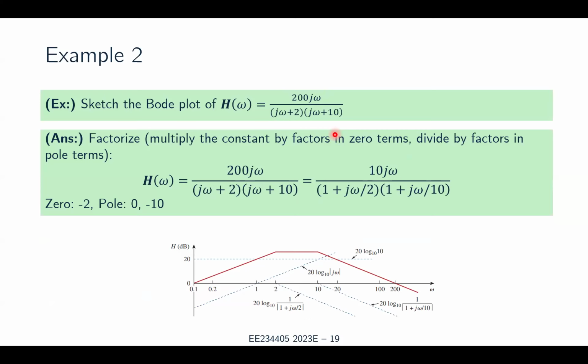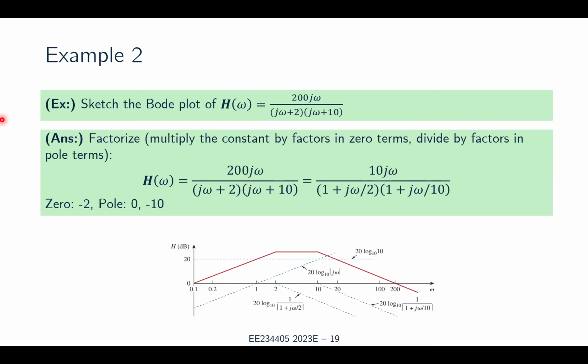Okay, so the second example is we have this transfer function 200 j omega over j omega plus 2 times j omega plus 10. And what we do is we factorize it: we multiply the constant by the factors in zero terms, and we divide this by the factors in pole terms. So 200 over 2 over 10, so it would be 100 over 10, which is 10.